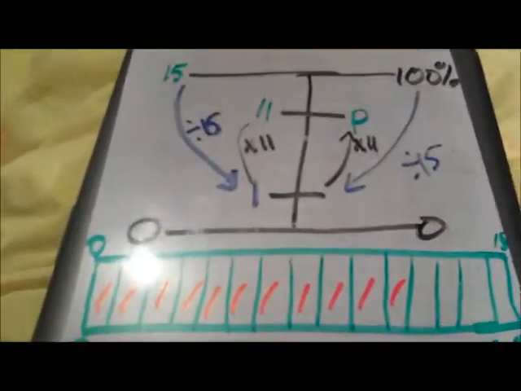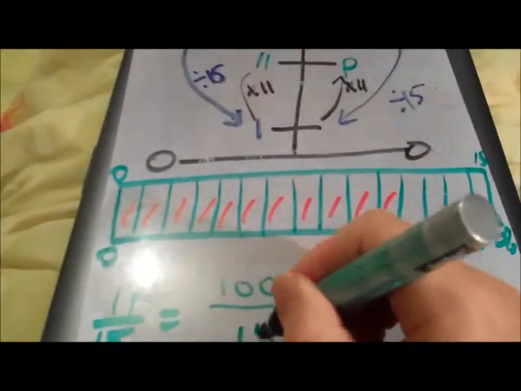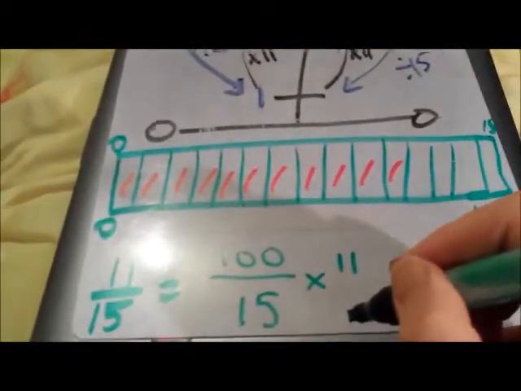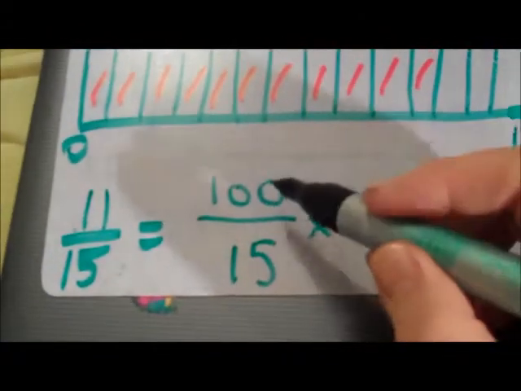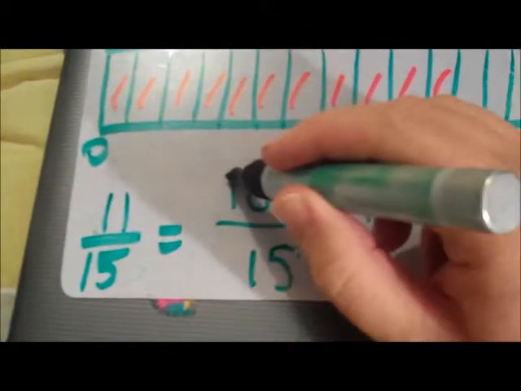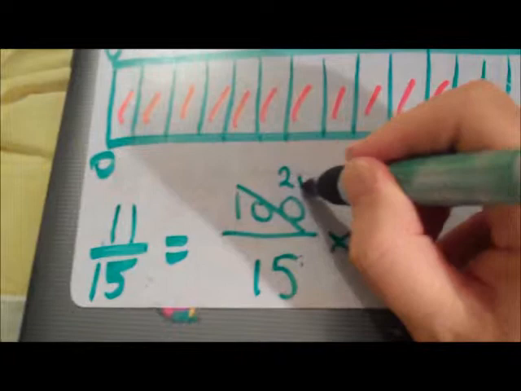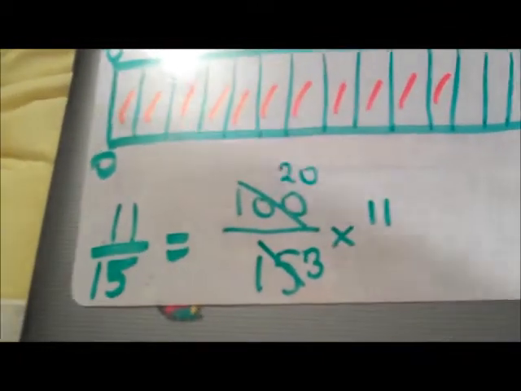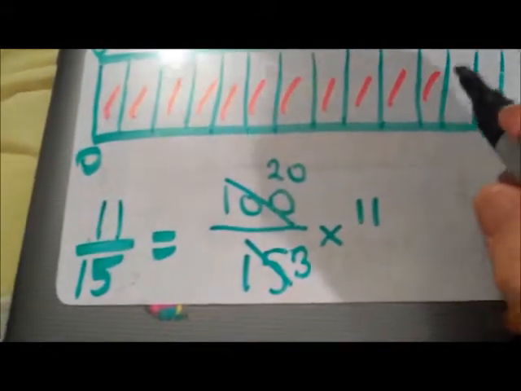divided by 15 and then multiplied by 11. So you can simplify that fraction before you start to work it out. There's a factor of 5 in here, so let's simplify that factor of 5 out. How many times does 5 go into 100? 20. How many times does 5 go into 15? 3. So 100/15 is the same as 20/3.